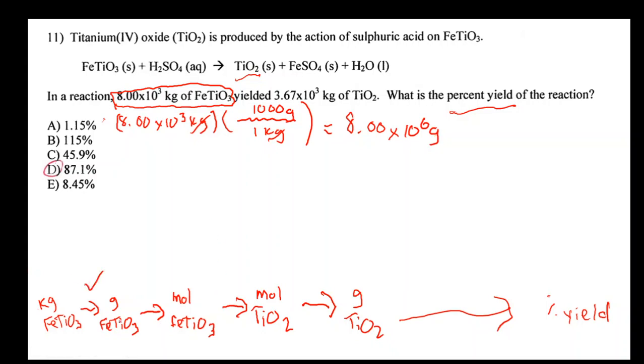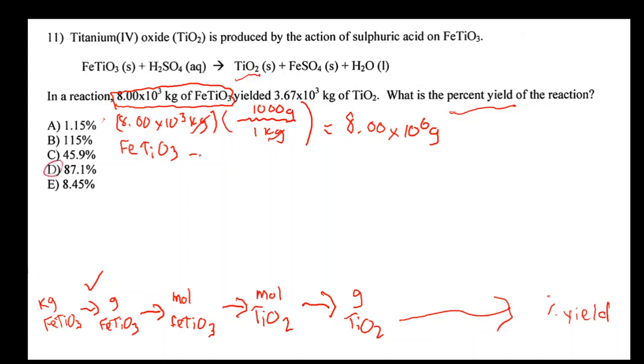Now we want to convert grams of FeTiO3 to moles of FeTiO3. But we're going to need a conversion factor. In this case, that's going to be the molar mass of that fun-looking thing. So I'm going to need your help on this one, Grace. So, let's see. We have Fe, iron.